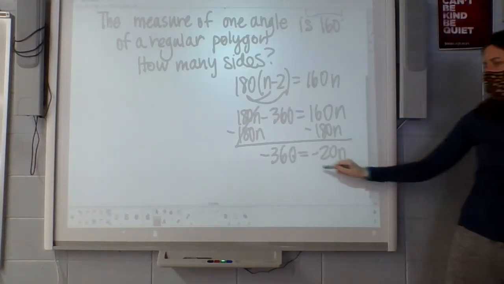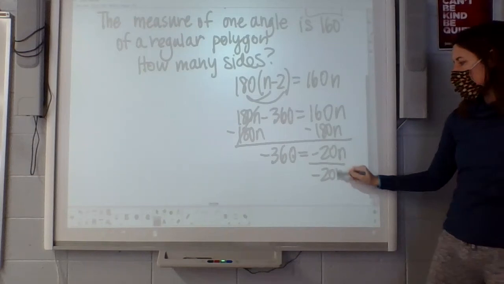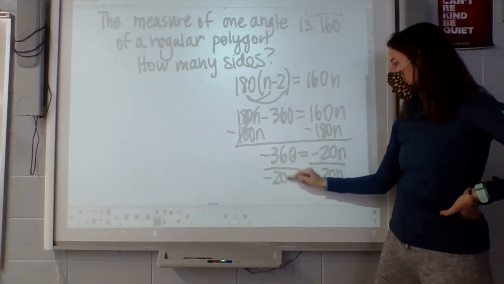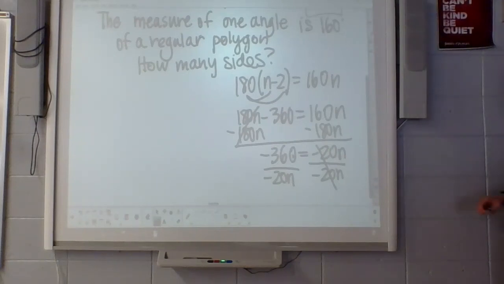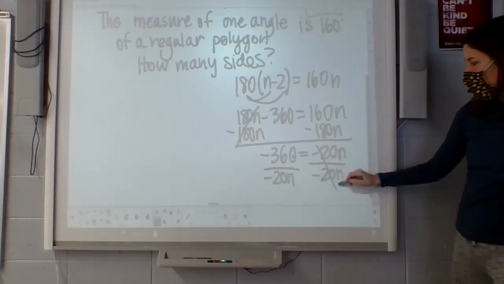So then when I go to solve this, I find out that the number of sides is 18. Oh, I shouldn't have moved the n over, sorry.